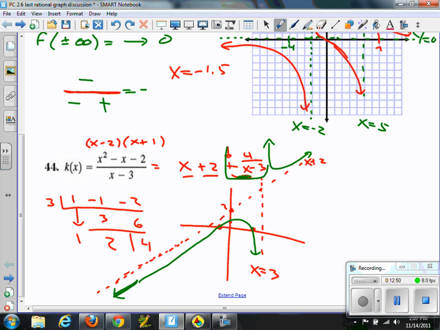Using this remainder really helps you analyze if I'm above or below.